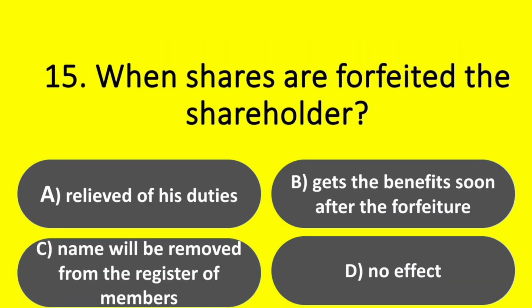When shares are forfeited, the shareholder, options A, relieved of his duties, option B, gets the benefits soon after the forfeiture, option C, name will be removed from the register of members, option D, no effect. Answer option C, name will be removed from the register of members.